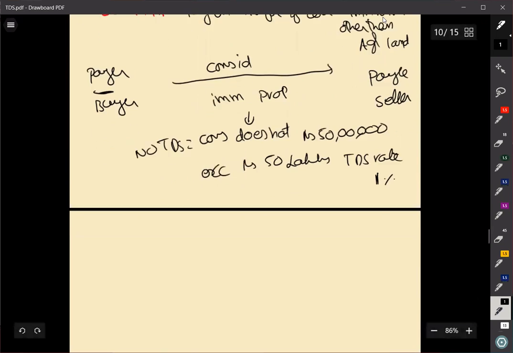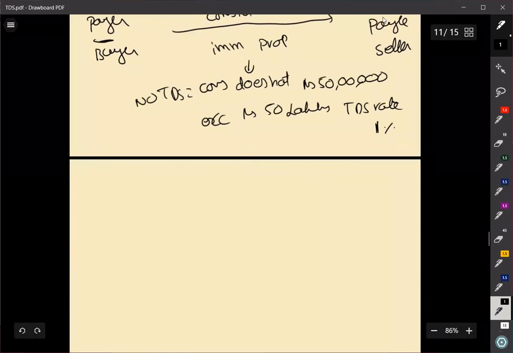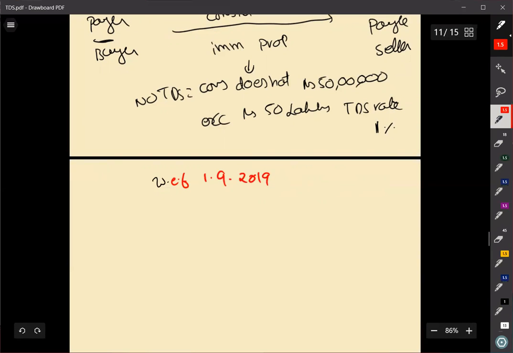Now, there is a slight change to this, again an amendment, with effect from 1st September 2019. With effect from 1st September 2019, there was a notification inserted by the Finance Act 2019, the second Finance Act. This says that consideration includes something more.